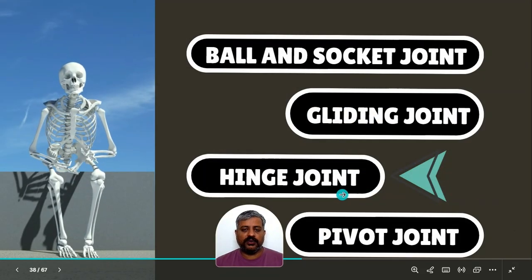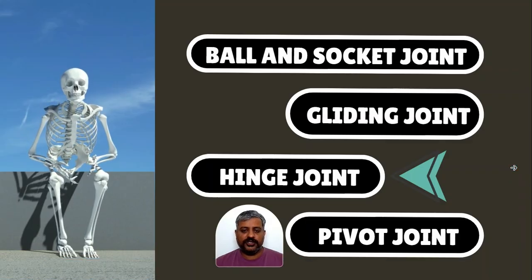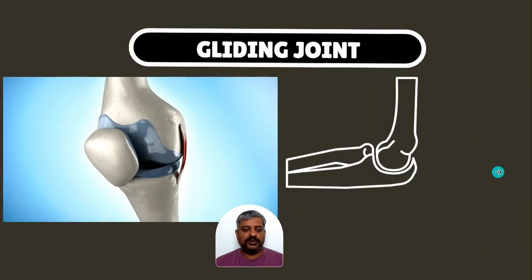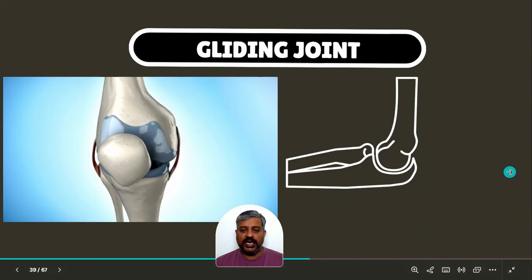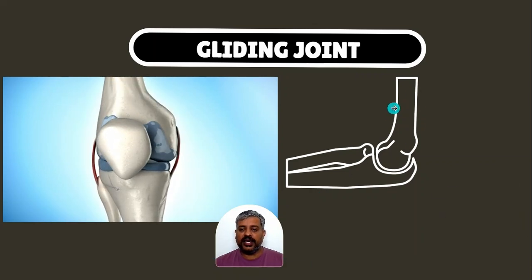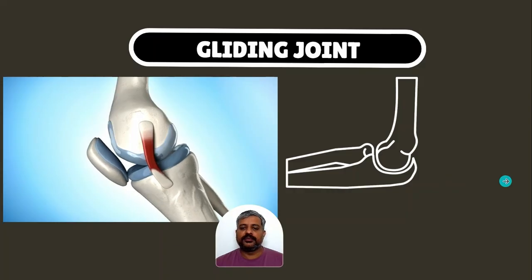Hinge joint. Now we are going to study the hinge. How it is. See, this is for the leg, right? This is the knee, and this is the elbow part. So let's see.